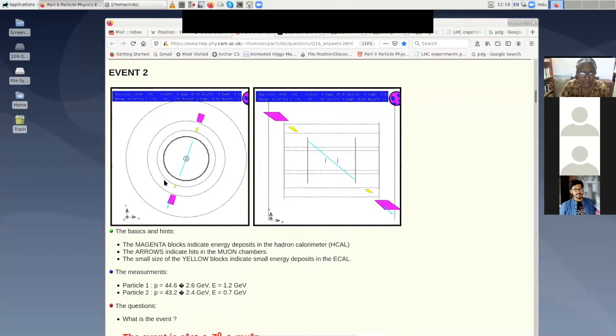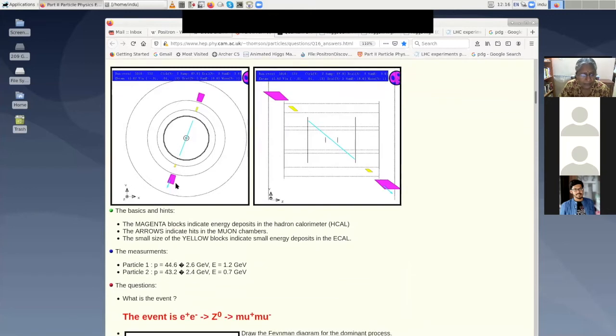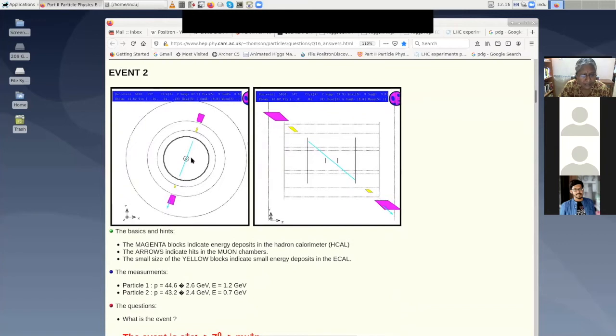In the second event, you can see that it has a track. It's a charged particle. It leaves a small amount of energy in the electromagnetic calorimeter, and some amount of energy in the hadronic calorimeter. But then you can see there's a light blue arrow here, and a light blue arrow here, and the arrow indicates that the muon chambers also have deposits in them. There is energy deposition in the muon chamber.